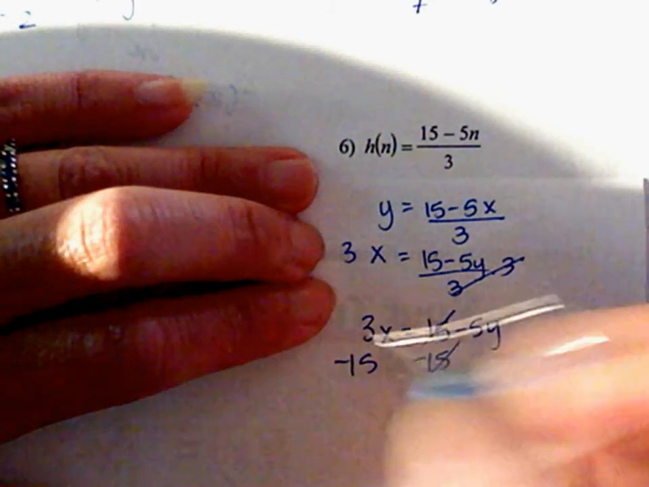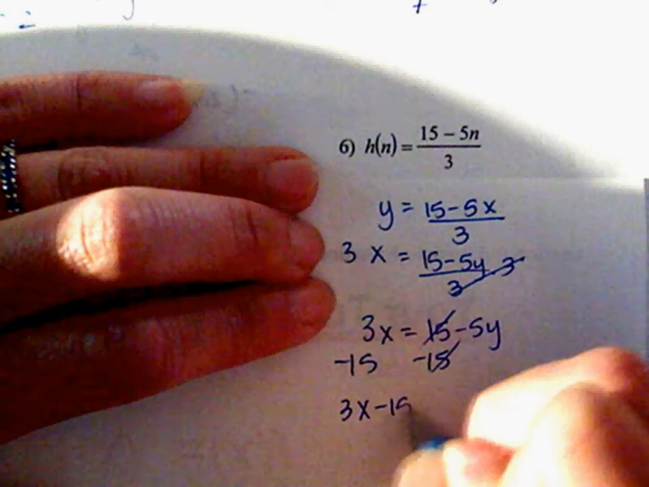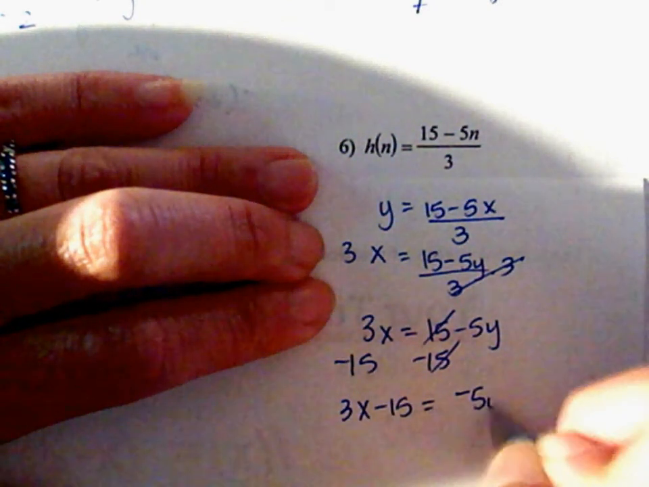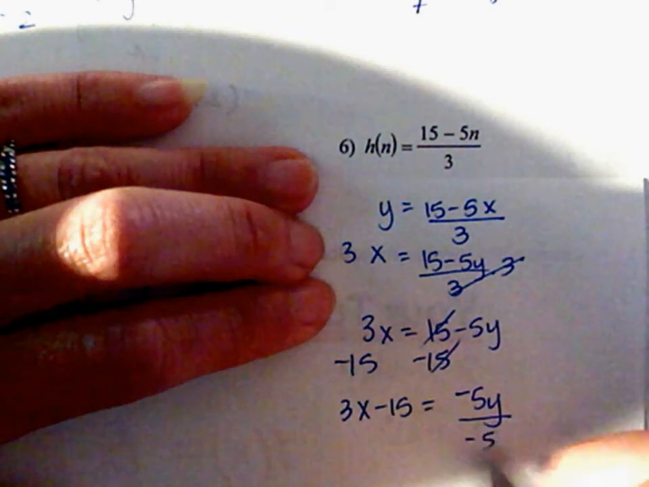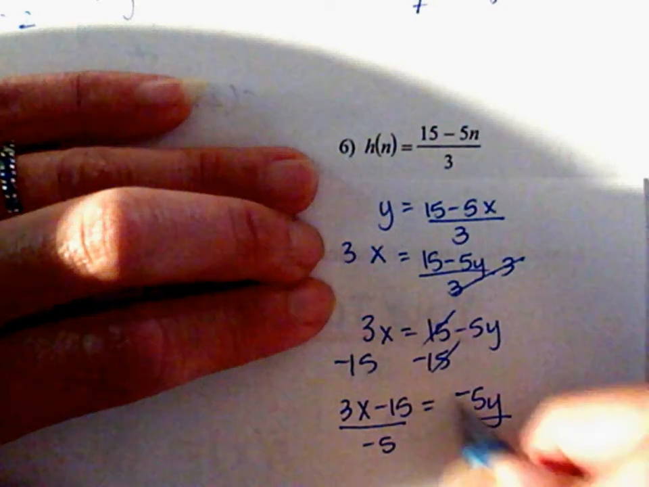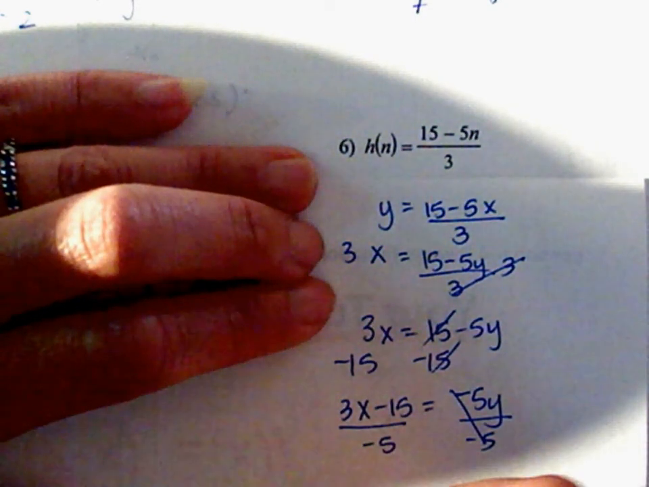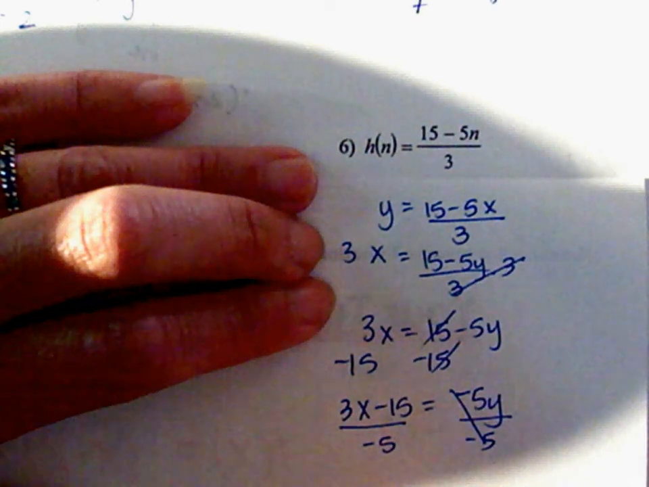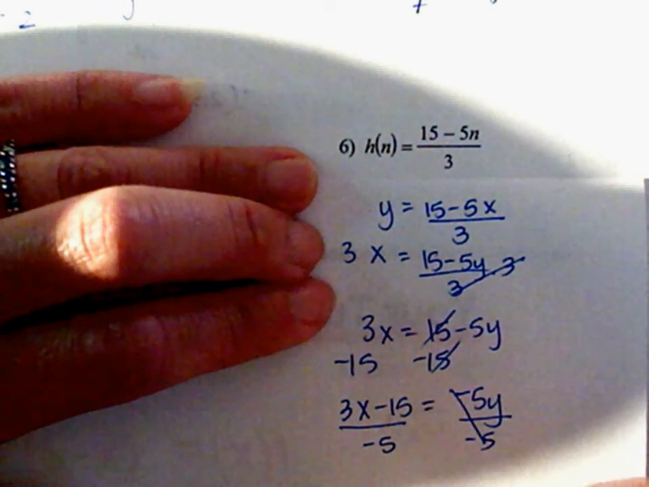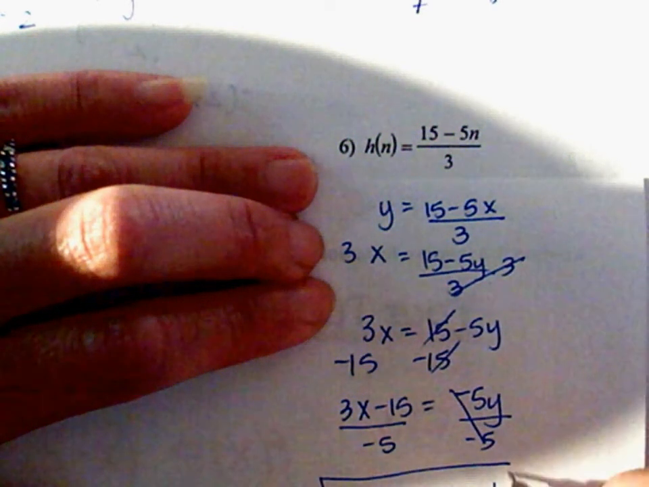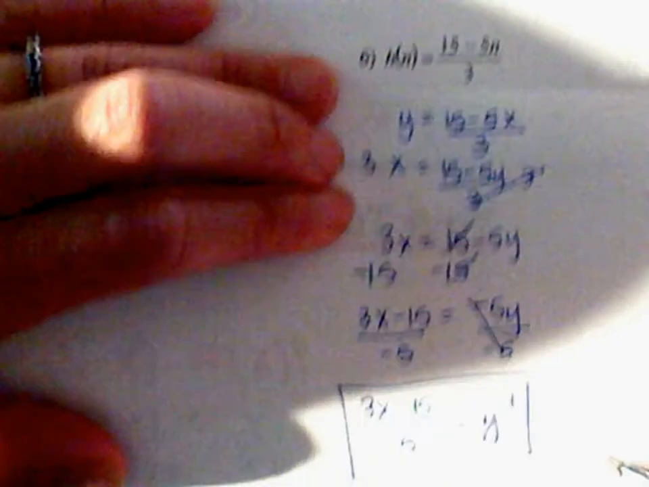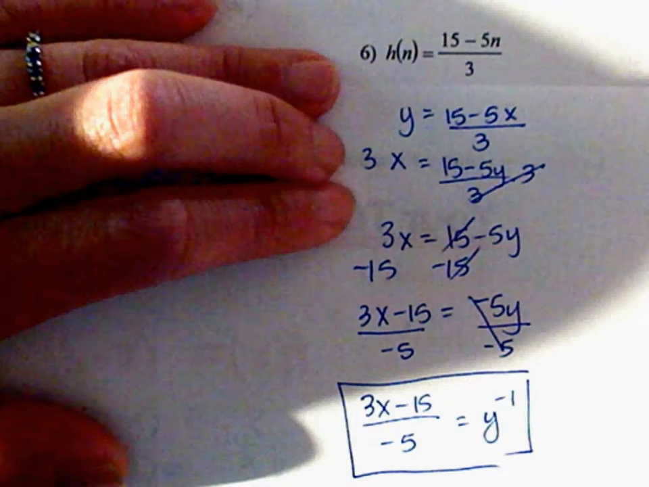In math, we subtract this one first before we divide, so 3x minus 15 equals negative 5y. Divide each of these by negative 5. You can leave it like this, or you can do each one. It doesn't matter to me. So you got 3x minus 15 divided by negative 5 equals y. Oops, sorry guys. There you go.